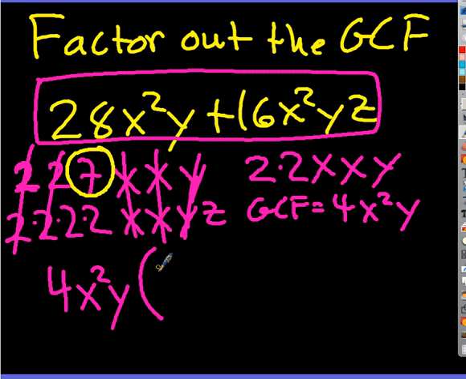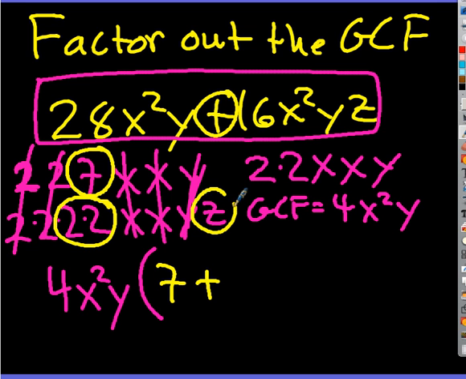So I've got the 7. Okay, so 4 times 7 is 28, so that'll be 28x squared y when I multiply those two numbers. My sign is going to stay the same, plus, and I'm going to write whatever's left in the second number. 2 times 2 is 4, and I have a z left, so it's 4z, close parentheses.